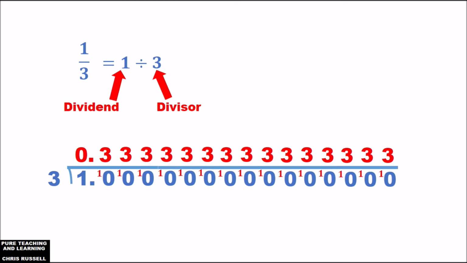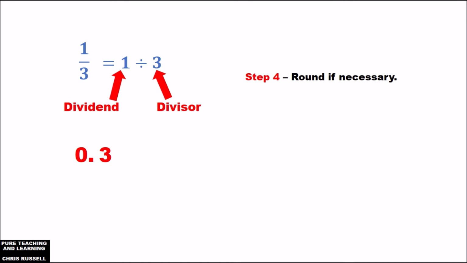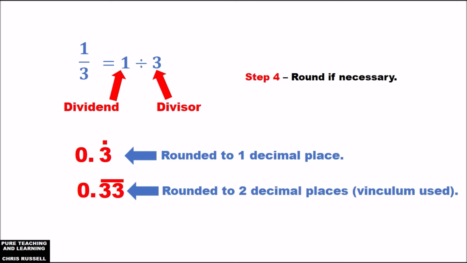So what we're going to do, we're going to actually round. So we've got 0.3 reoccurring. Now what we can do is round it to 1 decimal place because each digit is 3. So we're going to round if necessary. So now what we can do is write 0.3, and for reoccurring we can put a little dot on top, as you can see. So that's rounded to 1 decimal place. For 2 decimal places we can use what we call a vinculum.